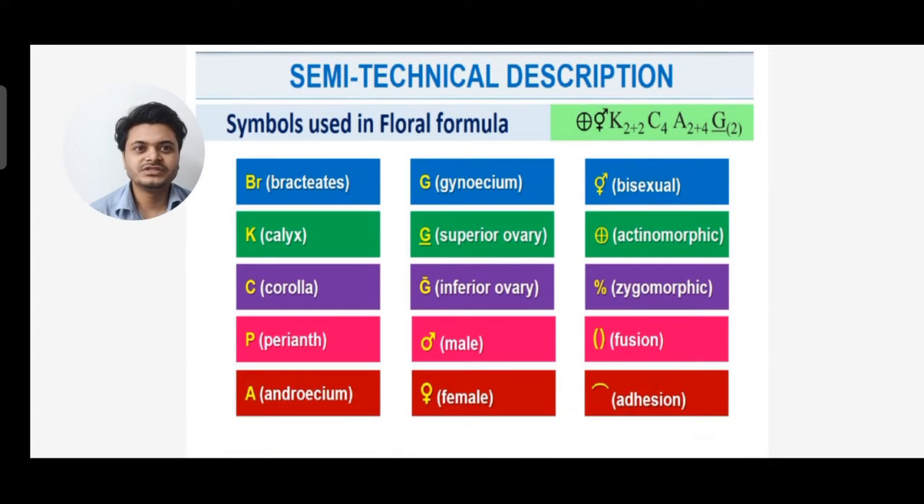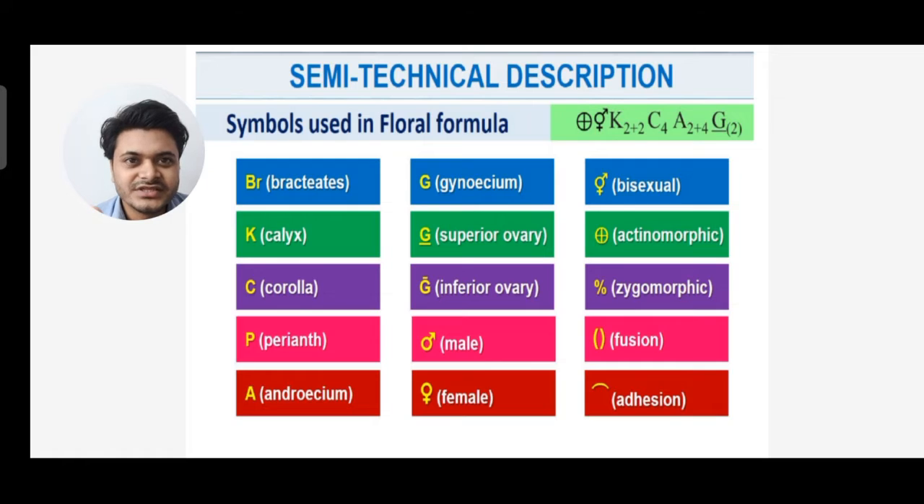So the symbols used in floral formula: first is Br, that is bracteate. Calyx is described as K. Corolla's short form is C. Again I repeat, bracteate short form is Br, calyx short form is K, corolla short form is C, perianth short form is P. So the androecium symbol is A.